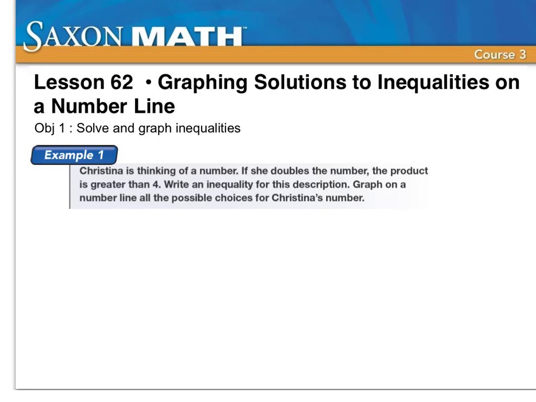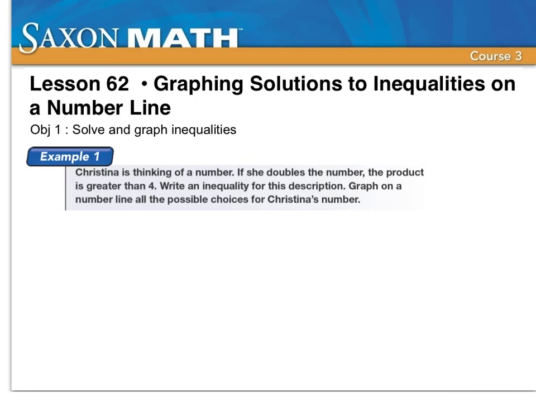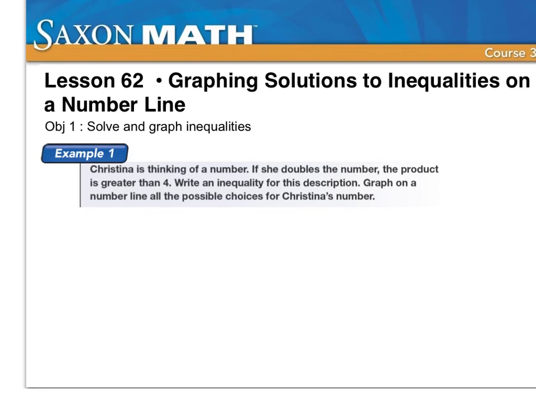This is lesson 62. We're graphing solutions to inequalities on a number line. And objective 1 is to solve and graph inequalities. Okay, the first thing I want to do is review what an inequality is. An inequality is just something that's got one of these symbols. And we should remember what these are.